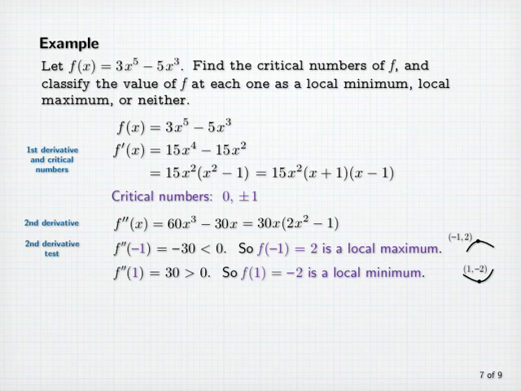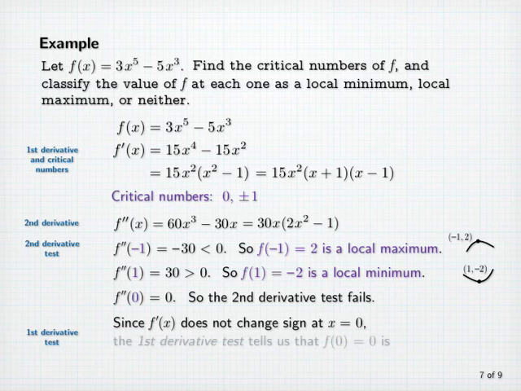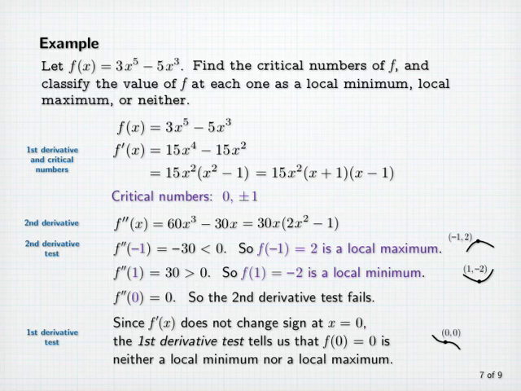Now let's consider 0. The value of f double prime at 0 is 0, so the second derivative test fails. So now let's apply the first derivative test. Since f prime of x does not change sign at x equals 0, because of the x squared factor in f prime of x, the first derivative test tells us that f of 0, which is 0, is neither a local minimum nor a local maximum.